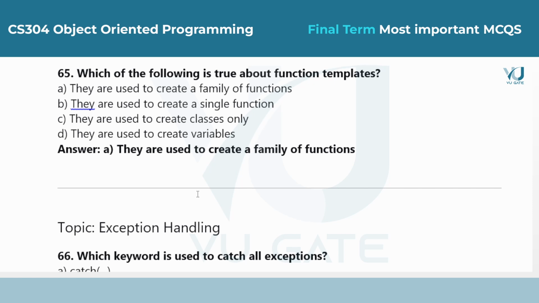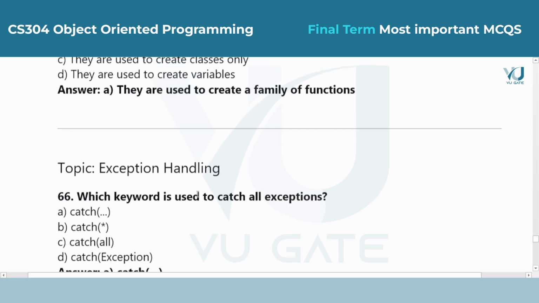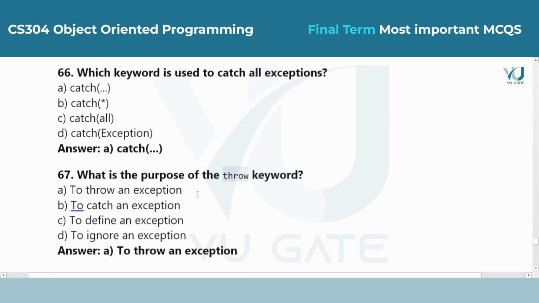Topic: Exception handling. Q66. Which keyword is used to catch all exceptions? Answer: A. catch(...). Explanation: Known as the ellipsis catch block, catch(...) acts as a safety net that catches any exception regardless of its type.